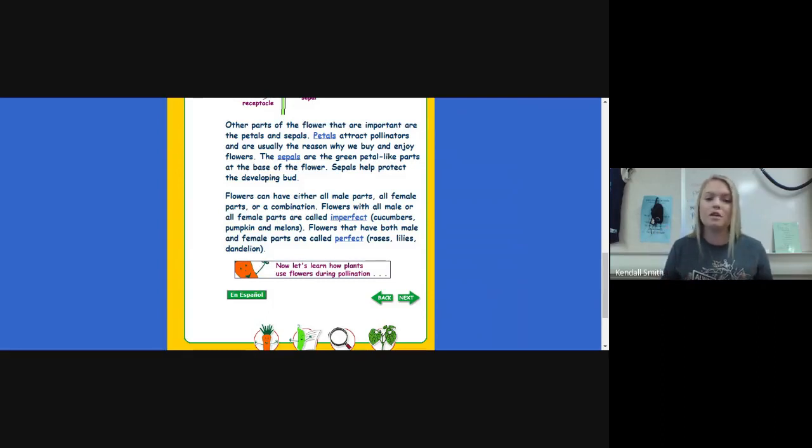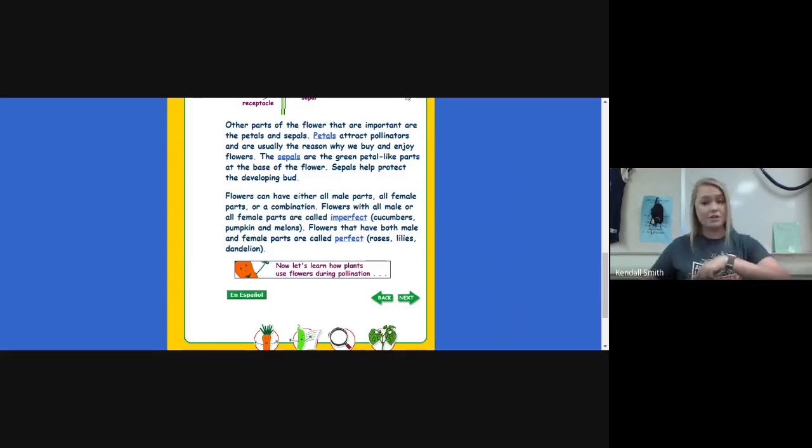This includes cucumbers, pumpkins, and melons. And then flowers that have both male and female parts are considered perfect flowers. So this includes roses, lilies, and dandelions. Now, it's not to say that flowers are imperfect or perfect. It's just talking about perfect flowers have all the machinery necessary to reproduce on their own. Whereas imperfect flowers, you require a male flower and a female flower to reproduce.